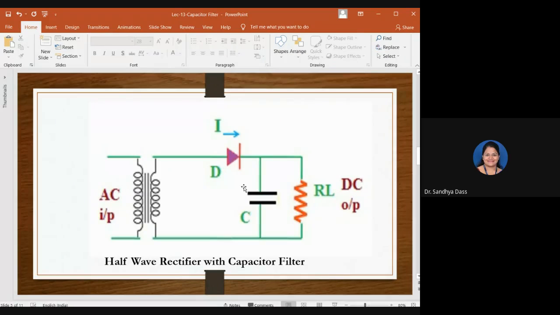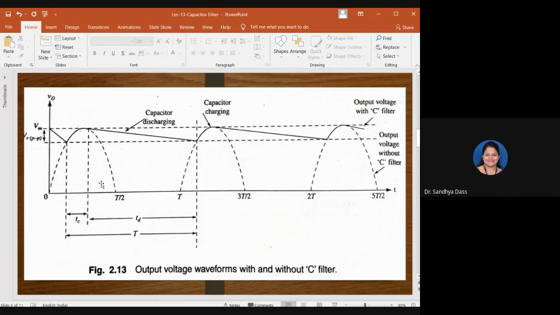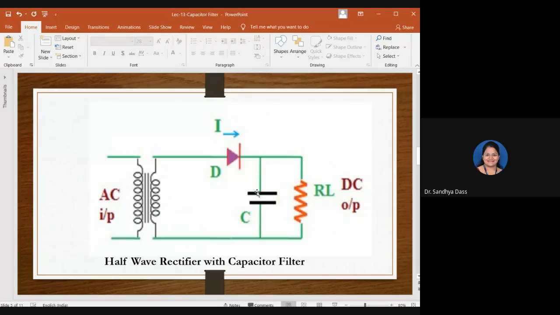Okay. So from the half wave rectifier, we saw that the output is a pulsating DC, right? Pulsating DC means the DC value is continuously varying with respect to time. That is what we saw. This is the response of the half wave rectifier, the dotted line. So when we connect a capacitor, let us observe what happens.